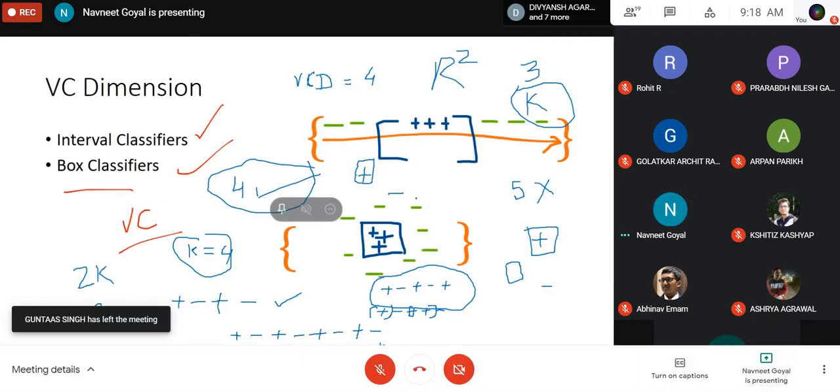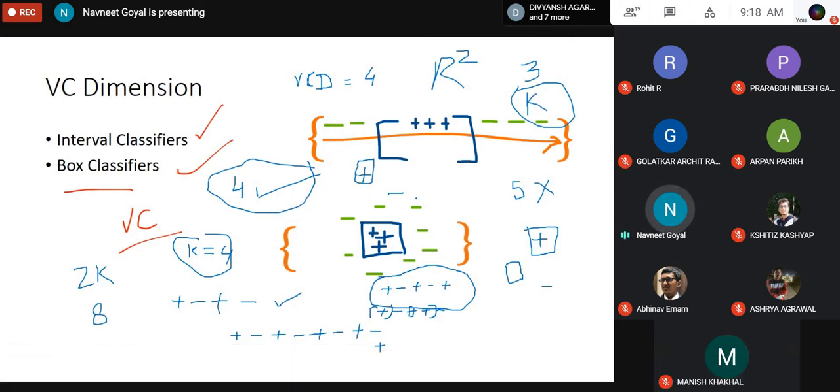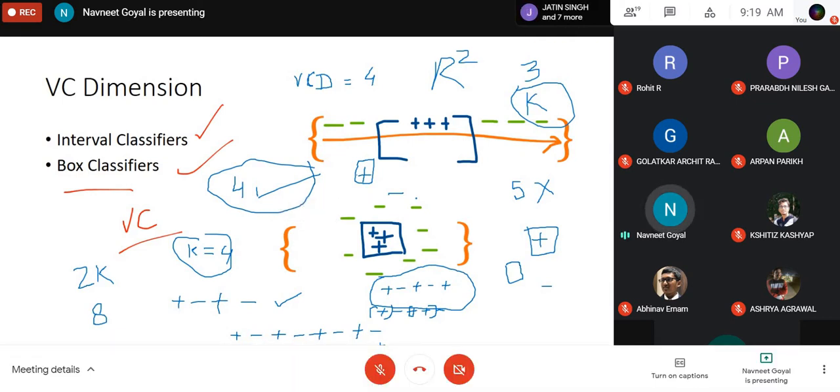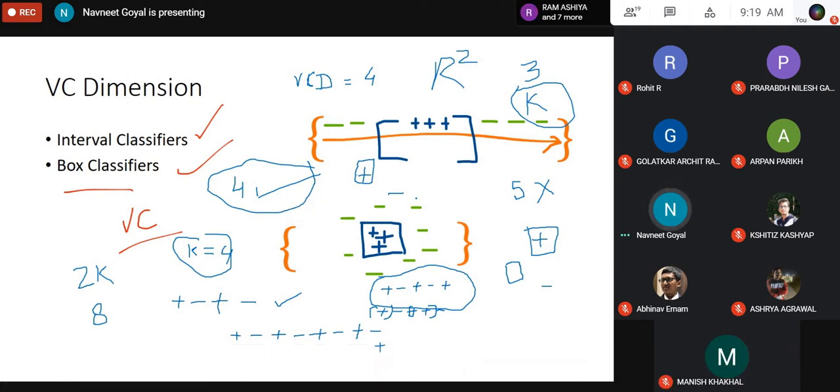And here, while discussing shattering, we are not worried about generalization. We are just trying to find a solution that works. We are not going to use this as a classifier, but what we are trying to do is get some idea about the power or the capacity of box classifiers.